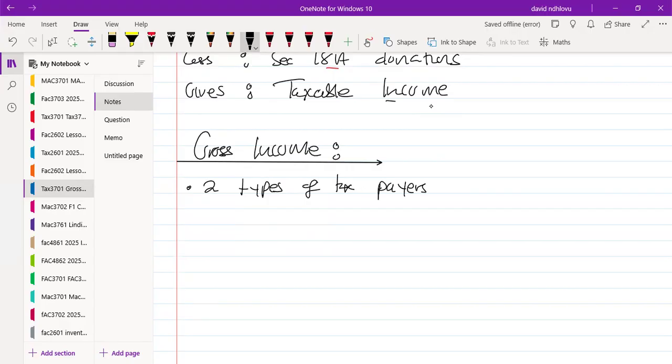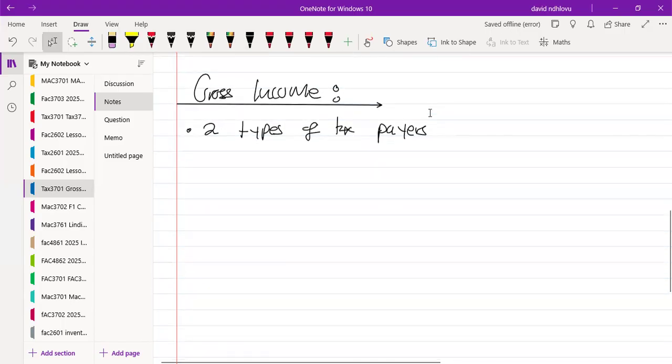Now, please remember that in these modules that we are doing, we deal with corporate taxation for now. We are not yet dealing with individual taxation. Remember, there is taxation for companies, there is taxation for individuals. So Tax 2601, 3701, you deal with corporate entities only. Then Tax 3761, you deal with both individual taxation and company tax. But for now, I'm dealing with situations in company tax, individual taxation next semester. So there are two types of taxpayers that we have.